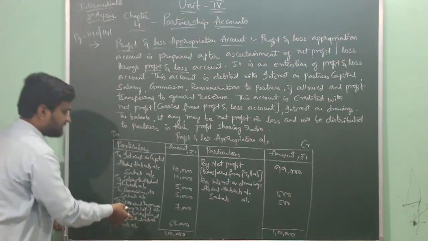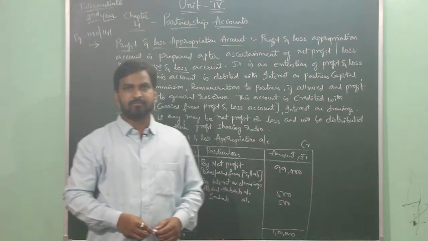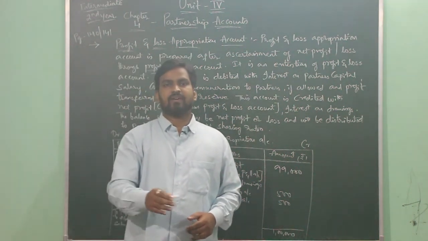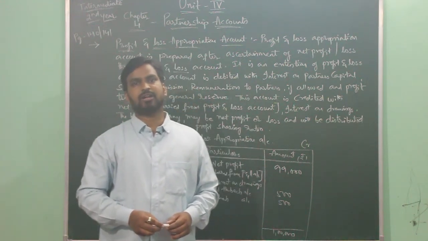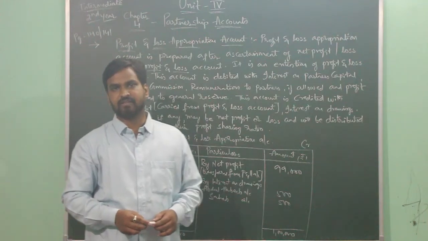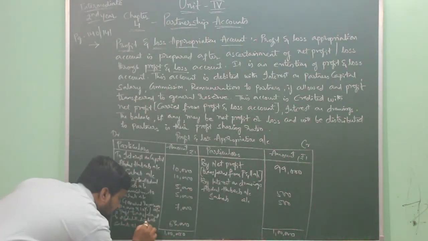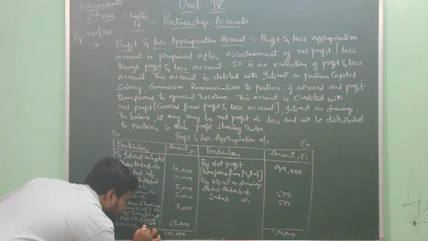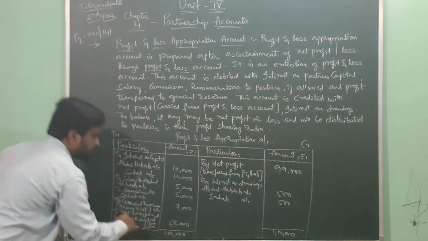For example, if they are equal partners, then this 63,000 will be divided equally among Abdul Habib and Sahab. So half of 60,000 will be 30,000 and half of 3,000 will be 1,500. So Abdul Habib will be getting an amount of 31,500 and Sahab will be getting an amount of 31,500, which will be recorded here. 31,500, 31,500. तो समझ में क्या आया?